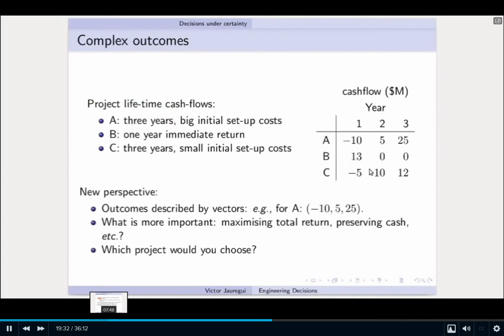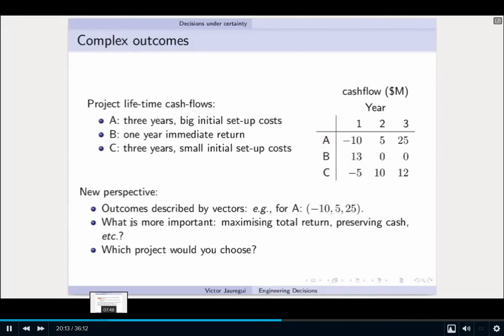So now you can think that the outcome is the vector consisting of all those years together. It's the 10, 5, and 20, minus 10, 5, and 25, that is the outcome, right? So year 1, year 2, year 3, with different values in each year. But once we choose A, this is fixed, right? So there's no uncertainty there. We know exactly what we're going to get: an outcome that consists of cash flows over 3 years.